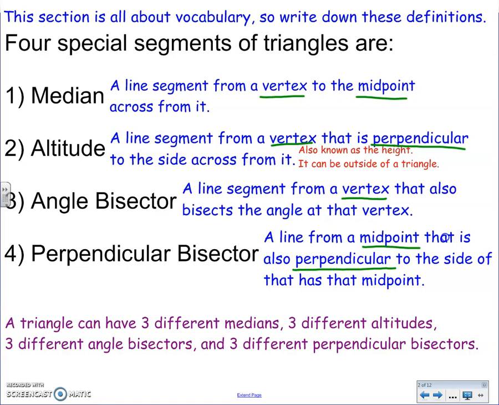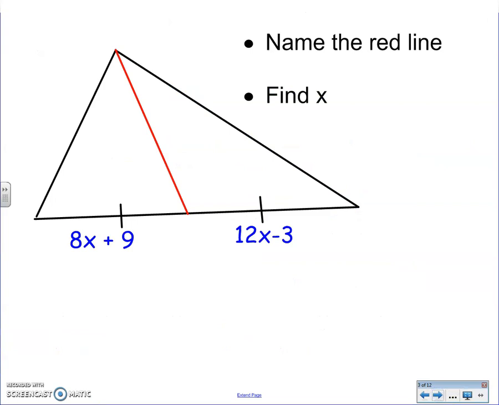Also, just so you know, a triangle has 3 different medians if you use the different vertices. You can have 3 different altitudes, 3 different angle bisectors, because there are 3 different angles, of course, and then 3 different perpendicular bisectors. So let's try some problems.